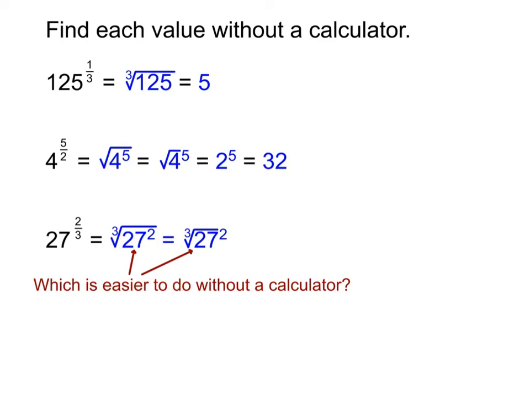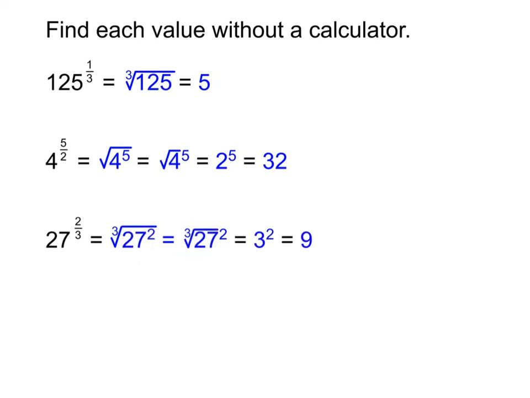Well, which one can you do without a calculator here? Can you do 27 squared, or can you do the cube root of 27 without your calculator? I hope you can do the cube root of 27 without your calculator, because that's actually one of the values we should know. Because we should know that 3 cubed equals 27, and therefore the cube root of 27 is 3. So really this question is saying, what's 3 squared? And 3 squared, of course, is 9. And so that's our final answer. So it's a little bit of creative use of our rules, allowing us to do something that we wouldn't have been able to do otherwise.